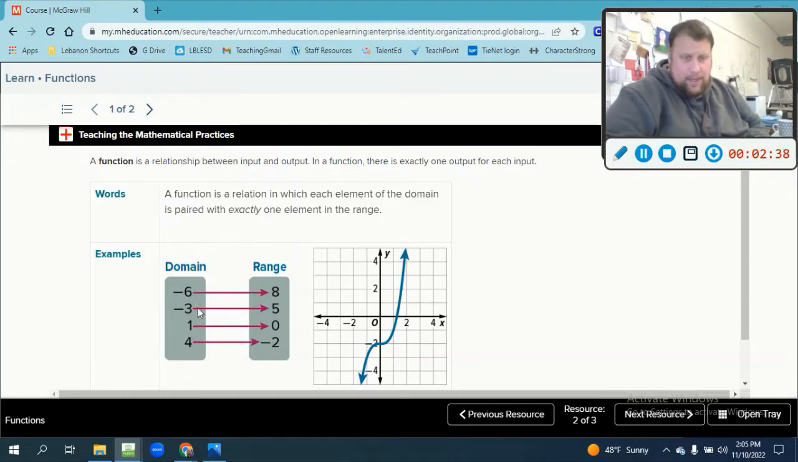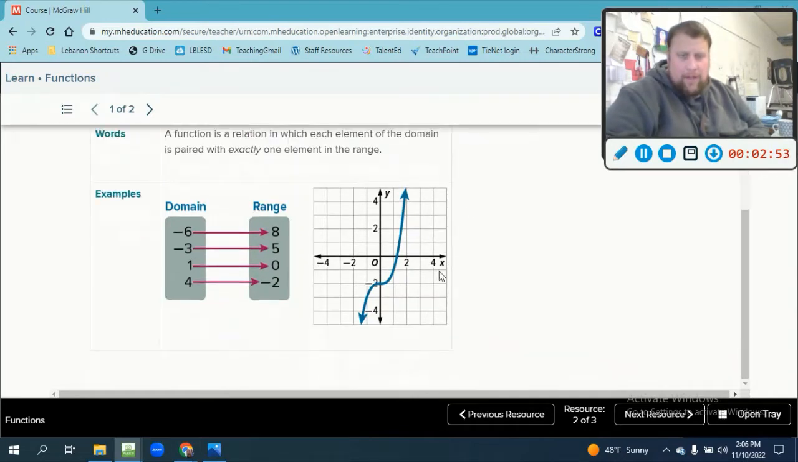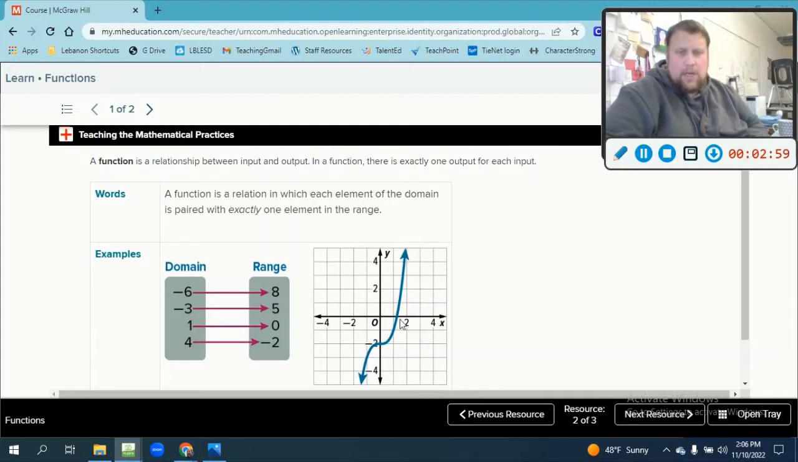And then right here, domain. We see we have a domain of -6, -3, 1, and 4. And a range of 8, 5, 0, -2, and each one's mapped to that. So -6 maps to 8, -3 maps to 5, 1 maps to 0, and 4 maps to -2. And if we graph it, look at this graph. It creates kind of this crazy curvy graph that is also a function. And we're going to talk about why from the graph level it's a function. So again, pause this, write it down. Let's move on.